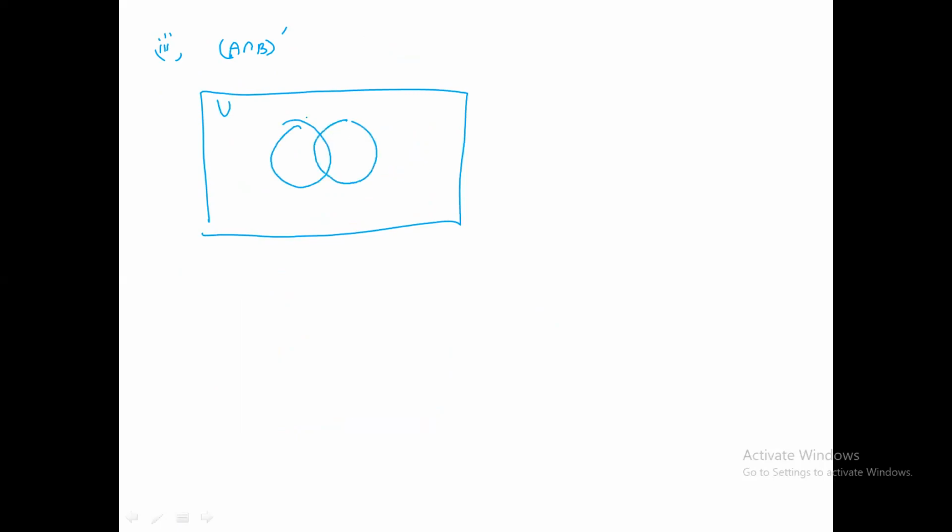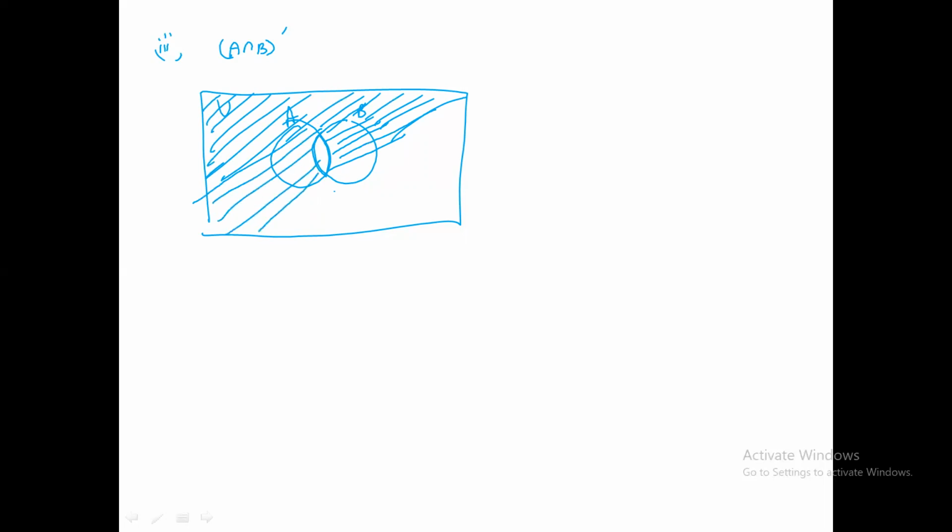Next, third one, you have to shade A intersection B whole dash. So I will take the universal set, and I will take the set A and B. This is A intersection B. So I will shade everywhere, but I will not shade A intersection B. Except A intersection B, I am shading everywhere.